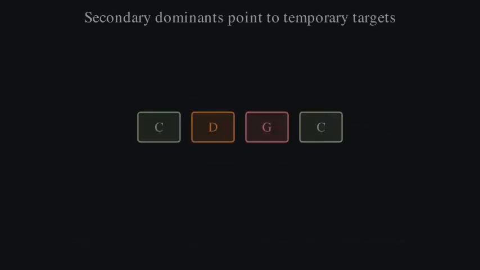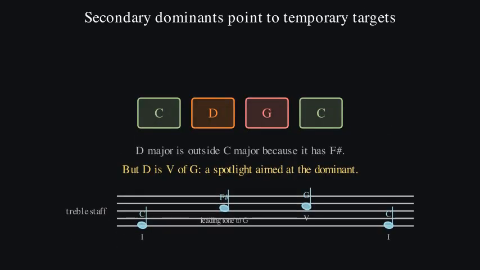Secondary dominants are one of the most useful exceptions. A secondary dominant is a V chord that points temporarily to a chord other than the main tonic. In C major, D major is not diatonic because it contains F sharp. But D major is V of G. So if a progression goes C, D, G, C, the D chord is not random. It is a spotlight aimed at G.